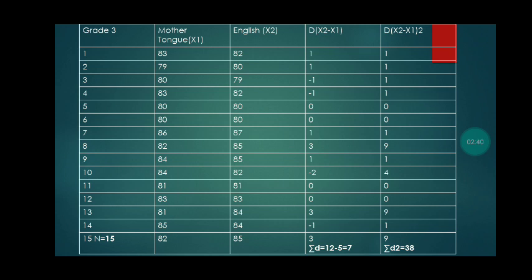Then we square each difference for the summation of D squared: 1 squared is 1, 1 squared is 1, and so on. For the total of the summation of D, we first add all the positives: 1 plus 1 plus 1 plus 1 plus 3 plus 3, that would be 12. Then the negatives: 1 plus 1 plus 2 plus negative 1, that would be 5. So 12 minus 5 is 7. The summation of D is 7. For the summation of D squared, we likewise add everything, and we get 38.